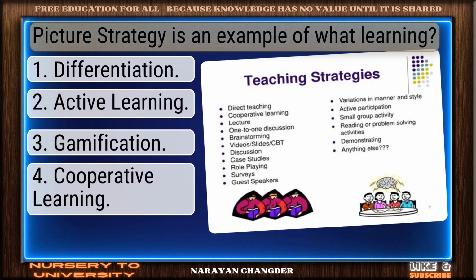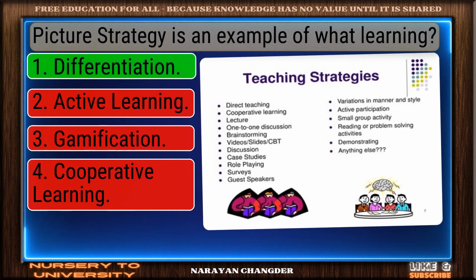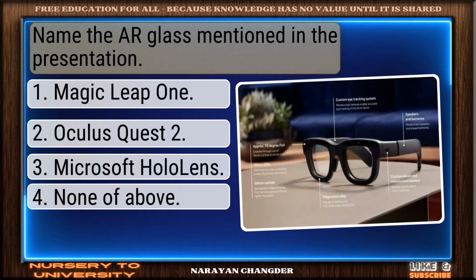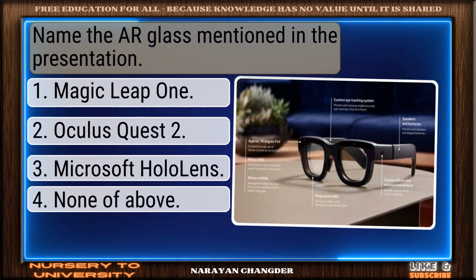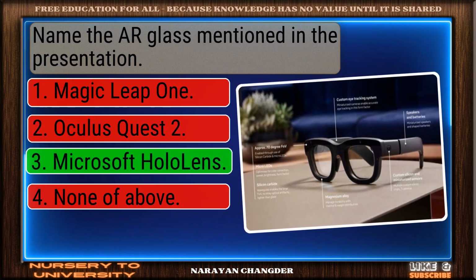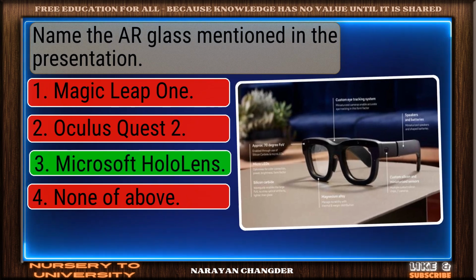Picture strategy is an example of what learning? Right again, differentiation is a valid answer. Name the glass mentioned in the presentation. Nicely done. Microsoft HoloLens is a solid answer.